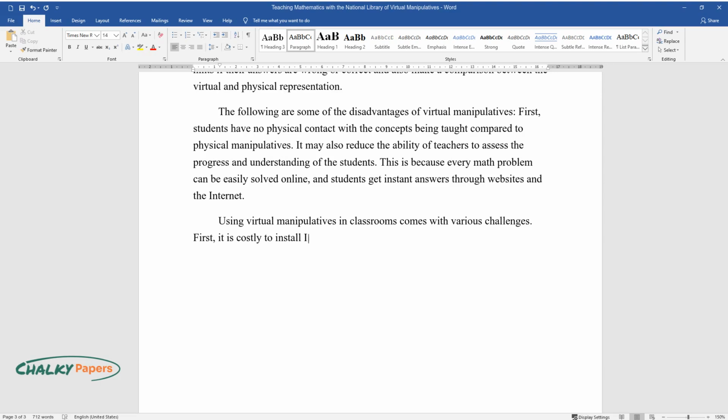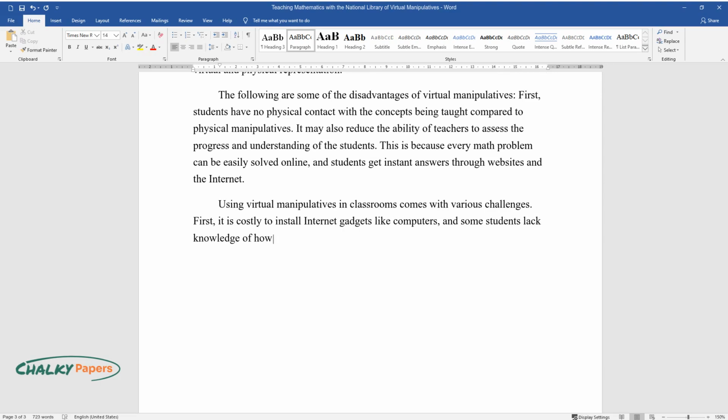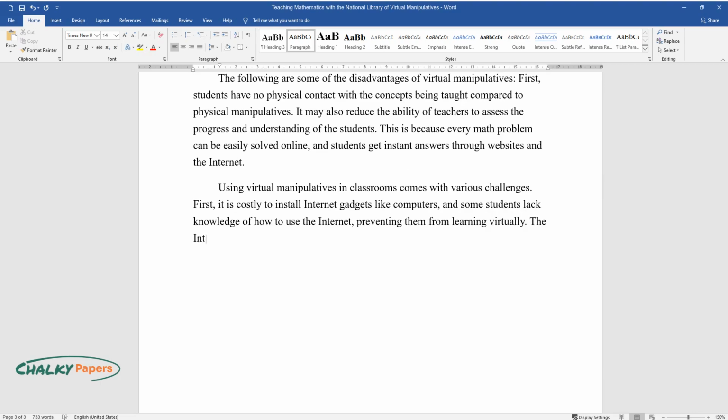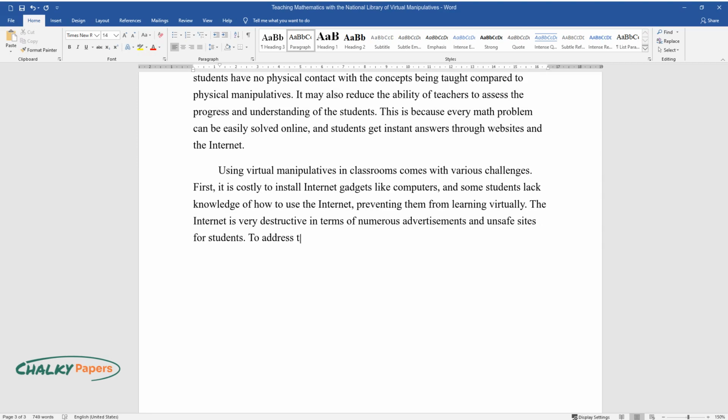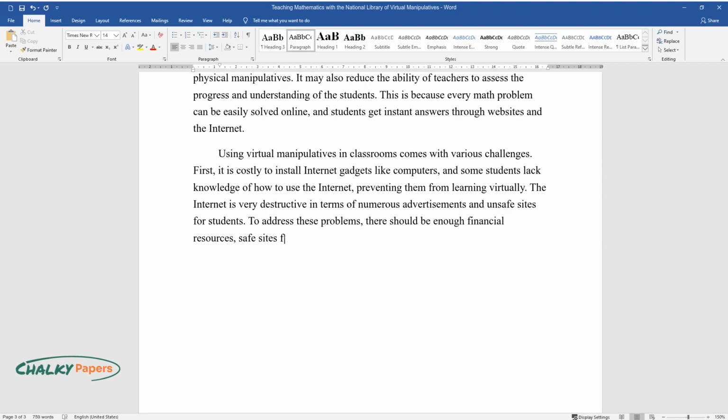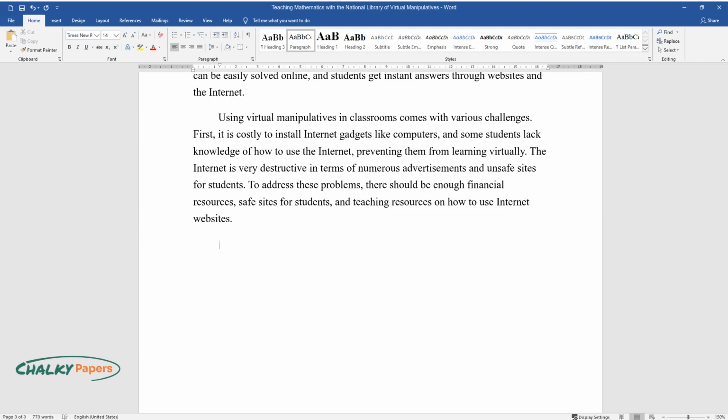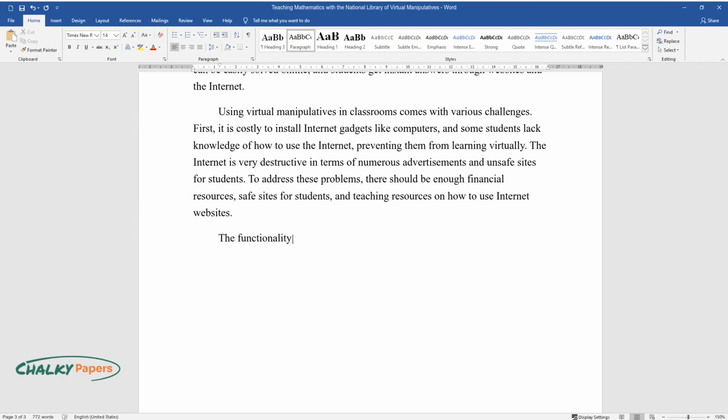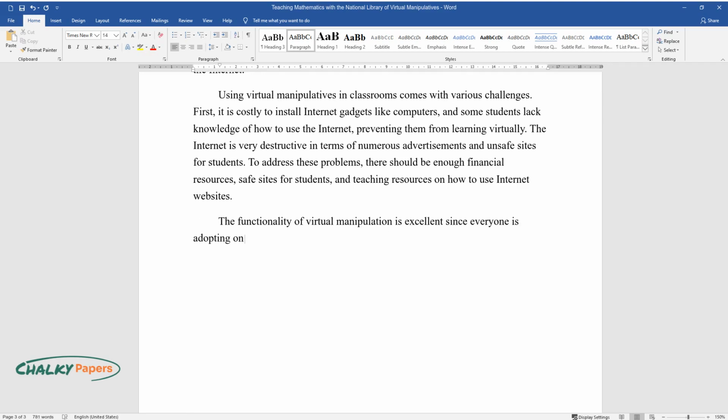First, it is costly to install internet gadgets like computers, and some students lack knowledge of how to use the internet, preventing them from learning virtually. The internet is very destructive in terms of numerous advertisements and unsafe sites for students. To address these problems, there should be enough financial resources, safe sites for students, and teaching resources on how to use internet websites. The functionality of virtual manipulation is excellent since everyone is adopting online learning.